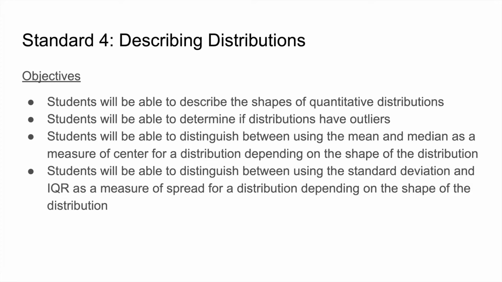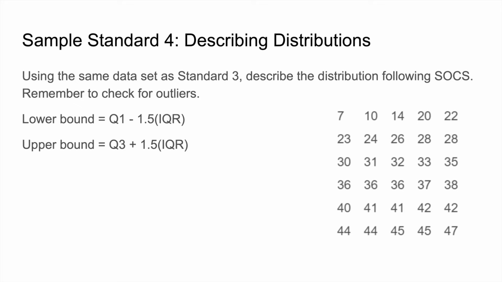All right, so standard 4, describing distributions. This is where we're using SOX. SOX stands for shape, outliers, center, spread. And SOX is a way for us to describe the distribution of a data set, usually in a histogram. So here are all of our objectives, and basically the objectives align directly with SOX: shape, outliers, center, spread.